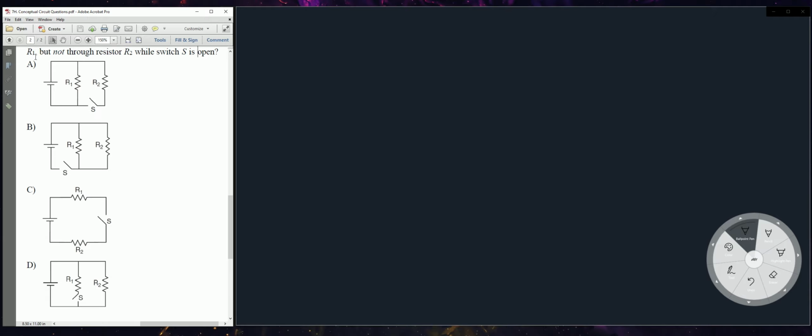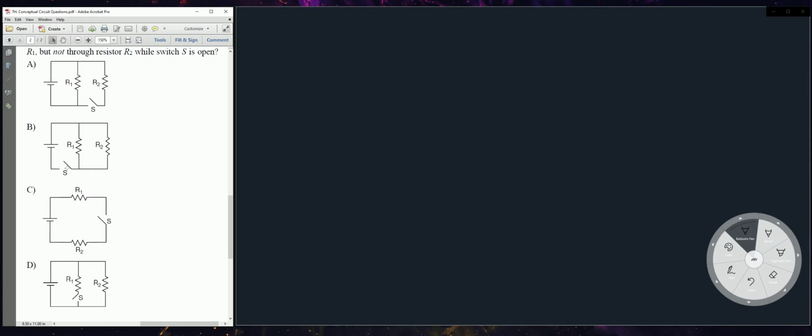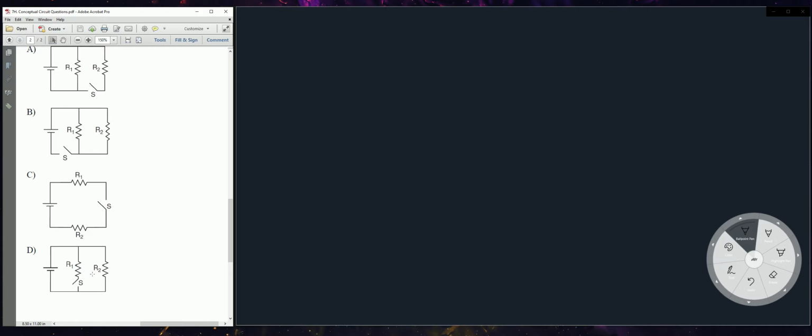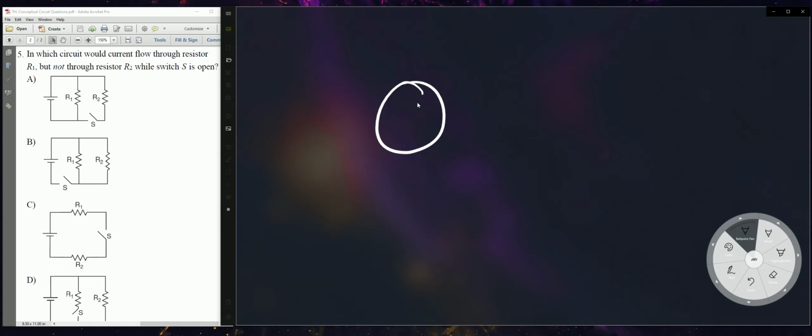Well, A already looks correct because current can flow through R1. If R2 has the switch open, nothing can flow through it. B is saying that if the switch is open, no current can flow through. Same thing with C. And D is saying that current cannot flow through R1 if the switch is open because it's in front of R1. But you want current to flow through R1 and not through R2, and the choice is A. So the answer is A.